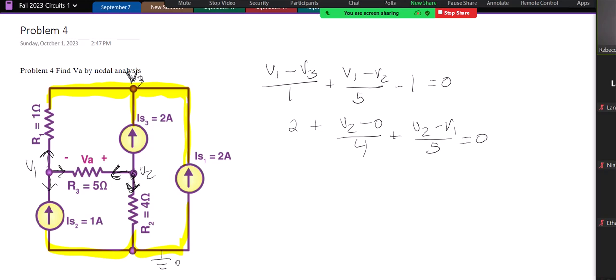And then finally V3. So V3 going to the left, I will have V3 minus V1 over 1. Going down, I'll have negative 2. And going to the right, I have another negative 2. And those equal 0.